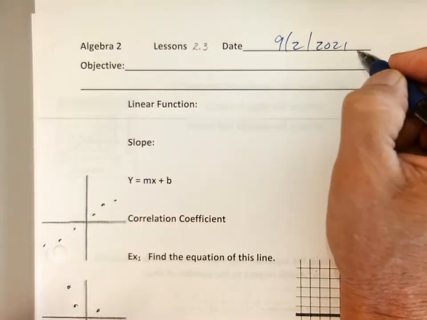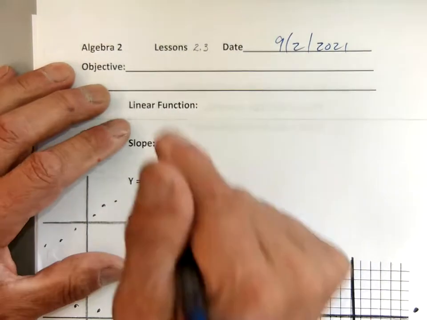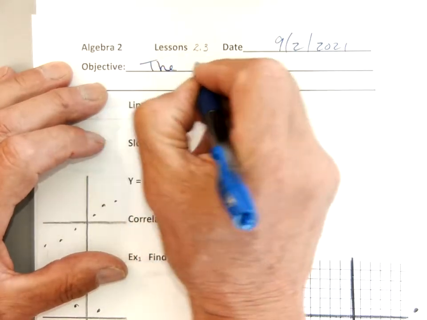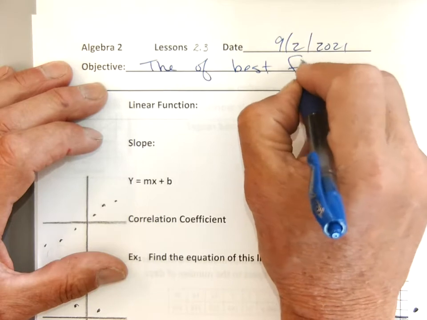Okay, so today's date is 9/2/2021. Today's objective: we're going to be taking a look at linear functions, but we're going to be looking at the line of best fit.